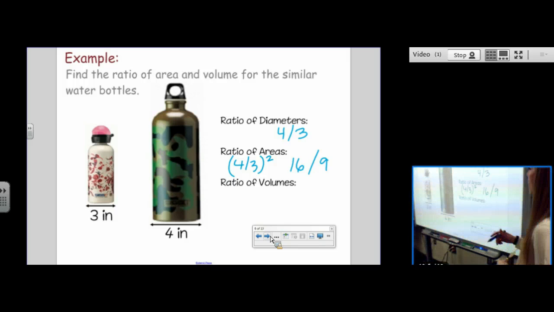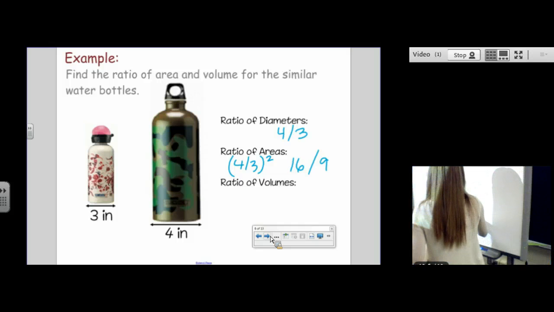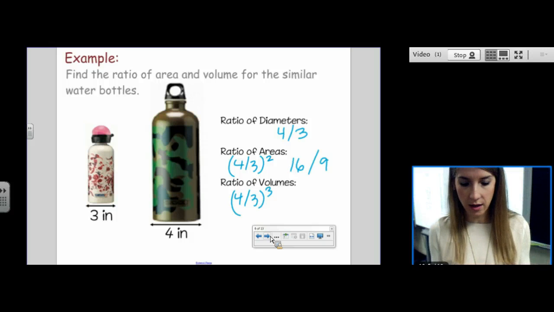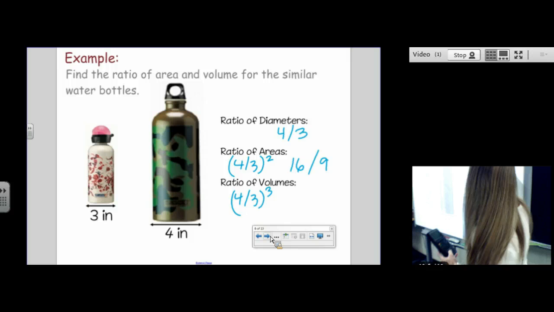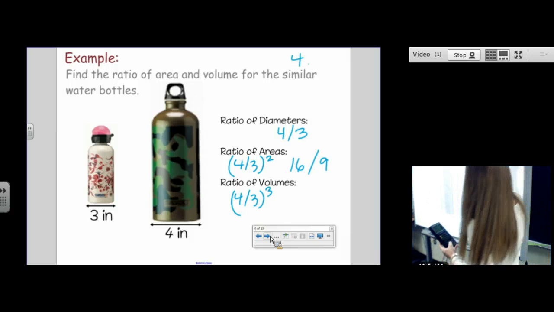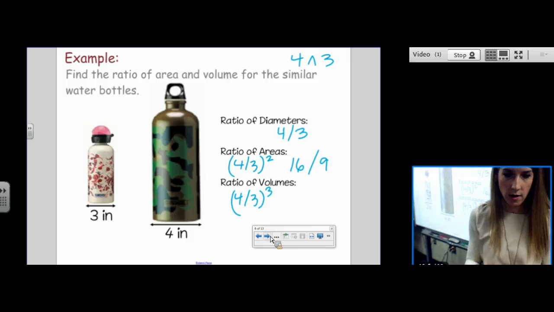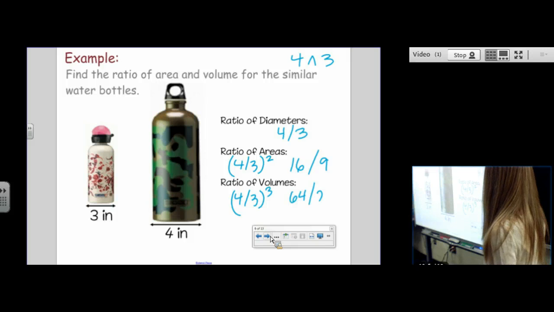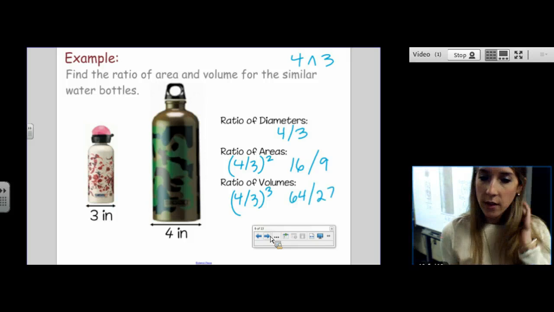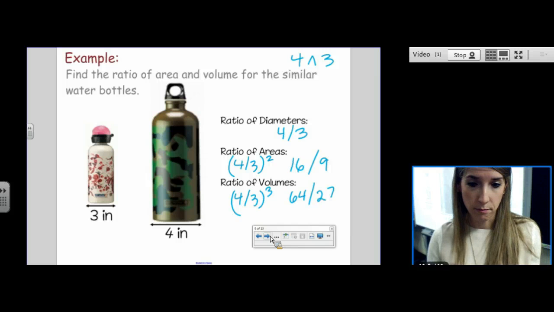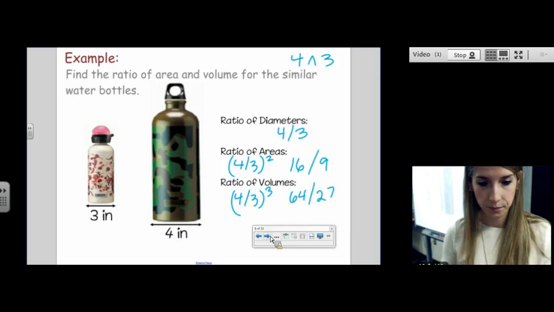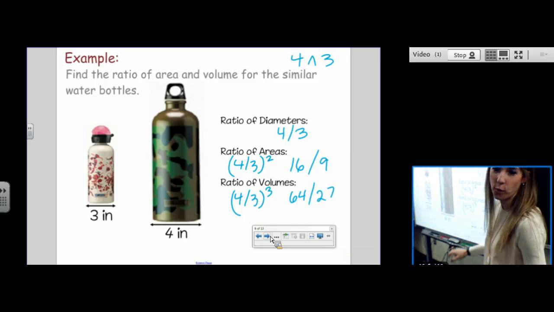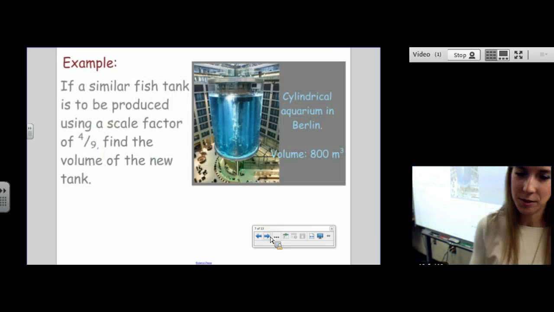All right, ratio of the volumes. So you take the scale factor, you take the 1D ratio, and you cube it. Does everyone know how to cube something on your calculator? You use the 4 and then this little caret button and then 3. 4 to the third is 64. 3 to the third is 27. If those were reducible, we would reduce them, but they're not. They're in simplest form. Or you do 4 times 4 times 4. Okay, I guess so. Sounds really inefficient.